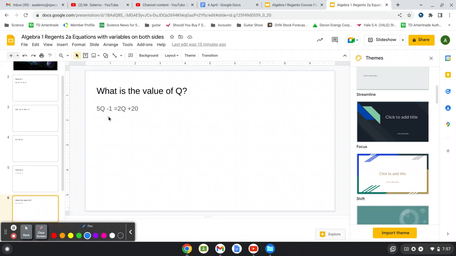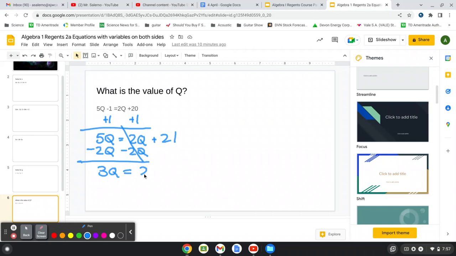So over here, I see a -1, so I'll add a 1 on both sides. Just add a 1 on both sides. Now I have 5q equals 2q plus 21. And now I can get rid of the 2q on both sides. And I'll have 3q equals 21. Divide out the 3 on both sides. And q equals 7.